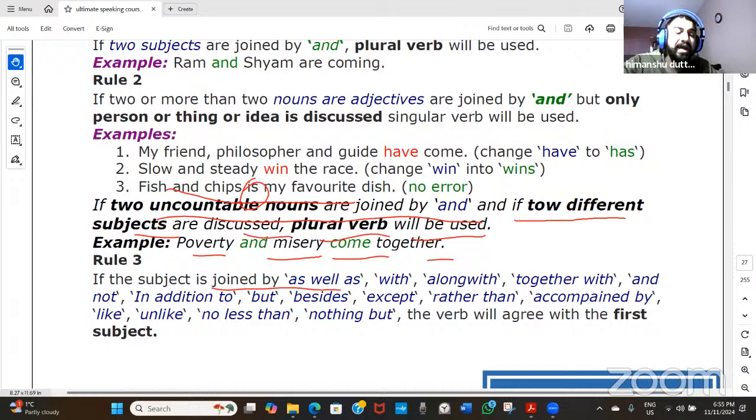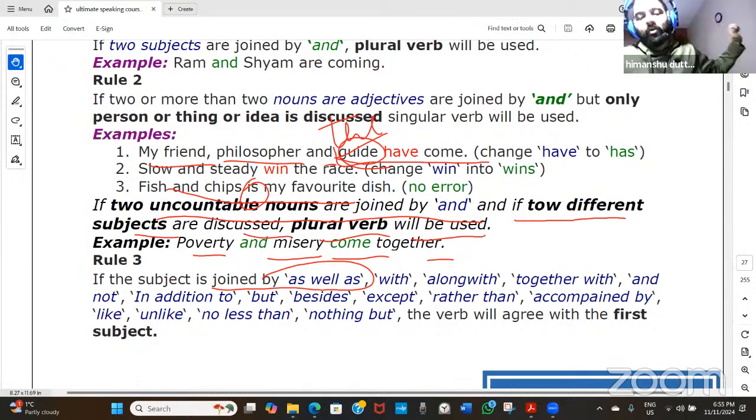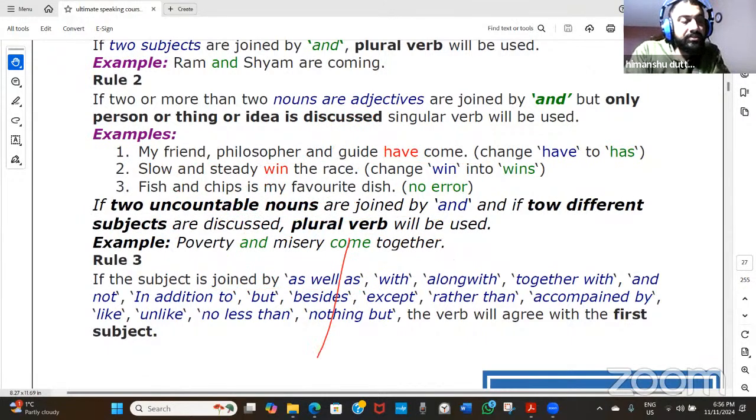Let me tell you one more thing which has to be added here. In my friend, philosopher, and guide, if for example 'the' is written before guide, 'the guide', then definitely it has to be 'have'. Why? Because it made it different. The guide is different in that scenario. Oh my god. If something is making it different, then definitely we'll use the plural one, not the singular one. Remember that.